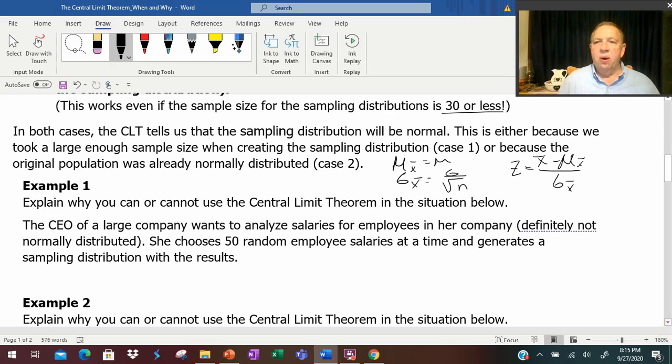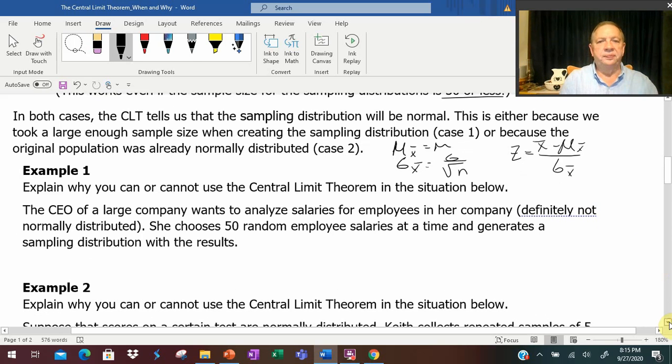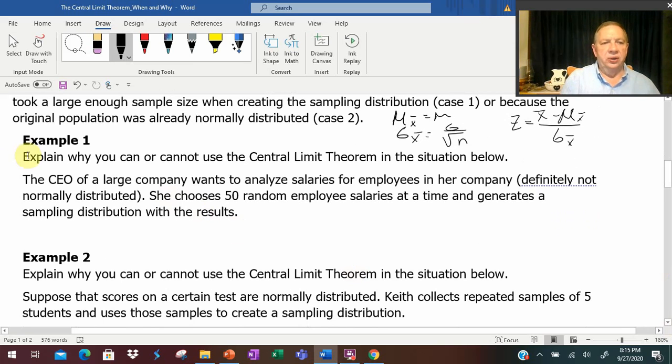But what we want to do in this worksheet is focus on when I can use this information to start building probabilities about the samples. So explain why or why not you can use the central limit theorem there.